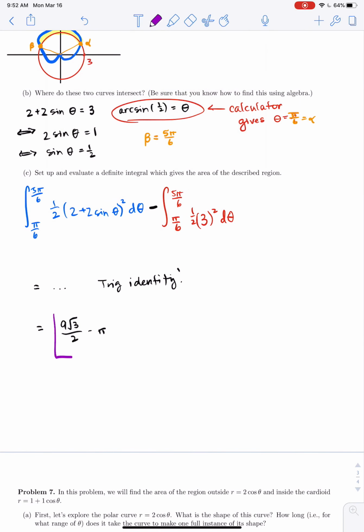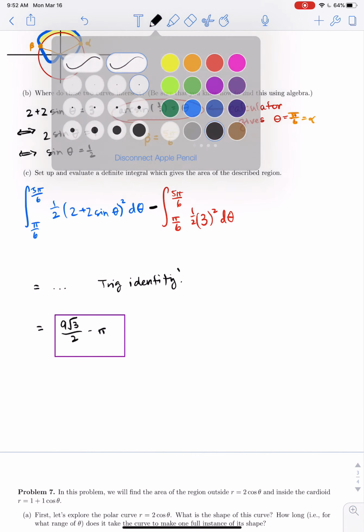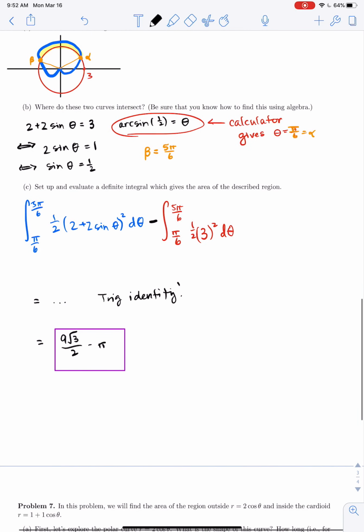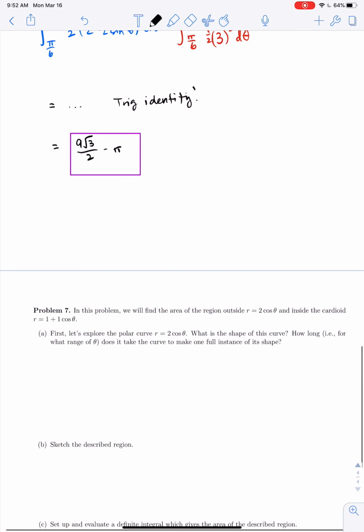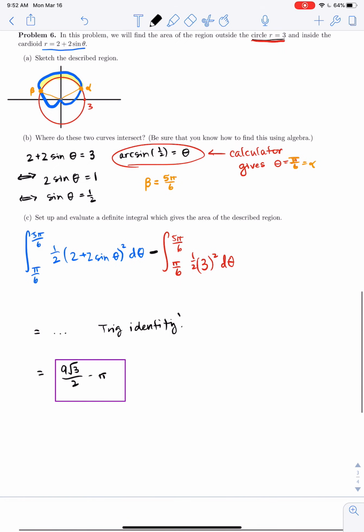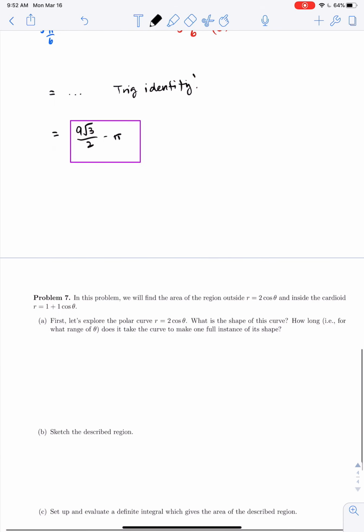And by the way, one way to make sure, just a simple check that your answer is not totally unreasonable, we're computing an area. So if you did it right, you should get a number that's larger than 0. And 9 root 3 over 2 minus pi is a positive number. So that's just a quick check that you didn't do something totally wrong.